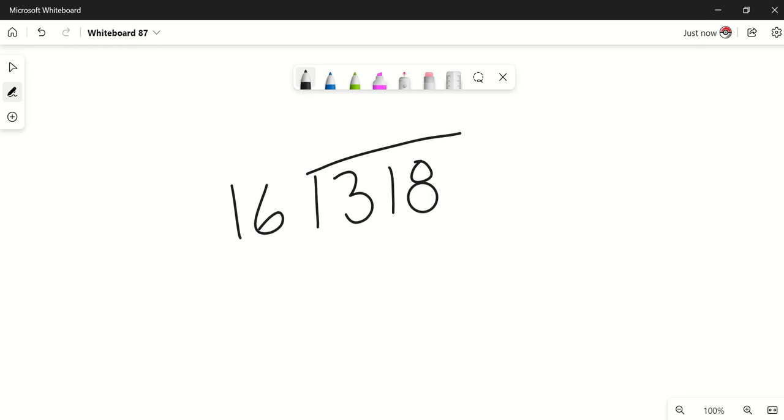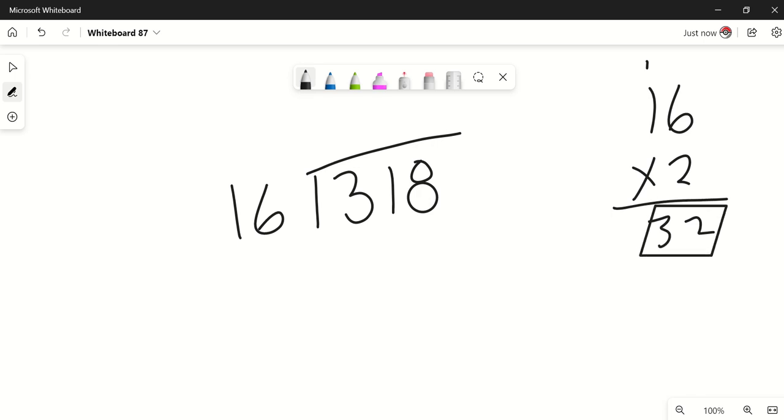Now, I know 16 is closer to 15. I know 15 times 2 will be 30. So let's guess and check. Let's see if 16 times 2 will be anything under 31. 2 times 6 is 12. Carry the 1. 2 times 1 is 2, plus the 1 is 3, and I'm over. So 16 cannot go into 31.